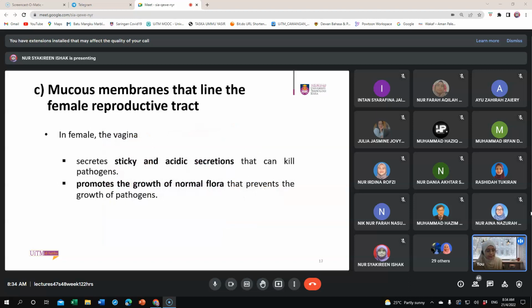Okay. So next is the mucous membrane that lines the female reproductive tract. For the female, that is the vagina, which secretes a sticky and acidic secretion that kills pathogens. Okay, so it promotes the growth of normal flora that prevents the growth of pathogens. So that's why when we look at the chapter on the reproductive system, the male accessory gland will produce alkaline fluids. Okay, so this is to neutralize the acidic environment of the vagina. So the vagina produces acidic secretion to kill off pathogens, and it also has normal flora that prevents the growth of pathogens.